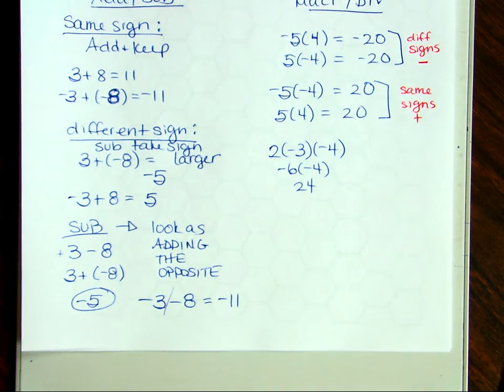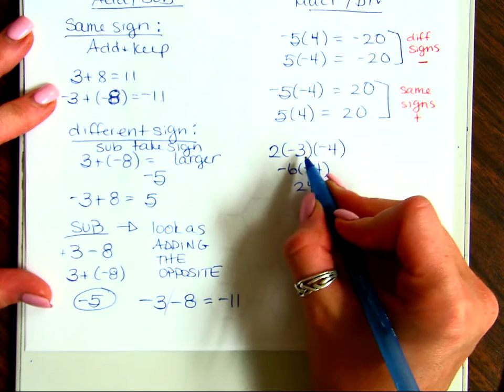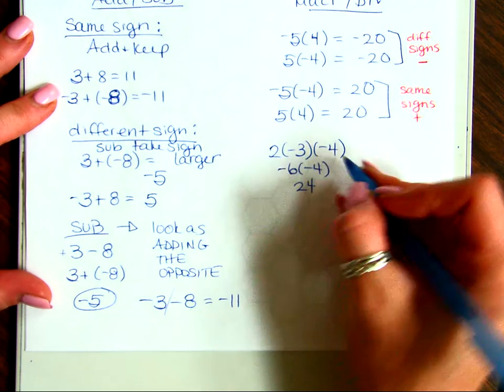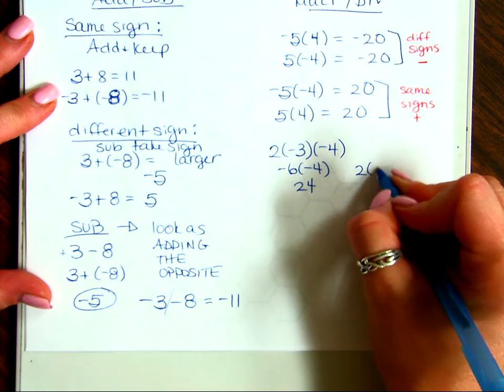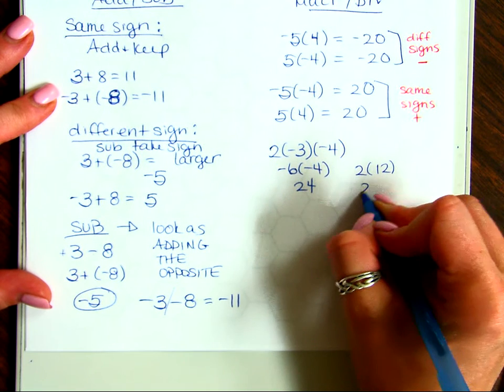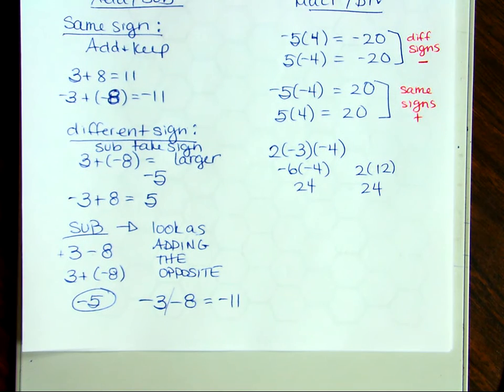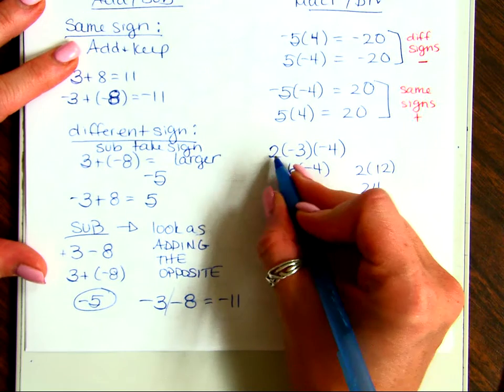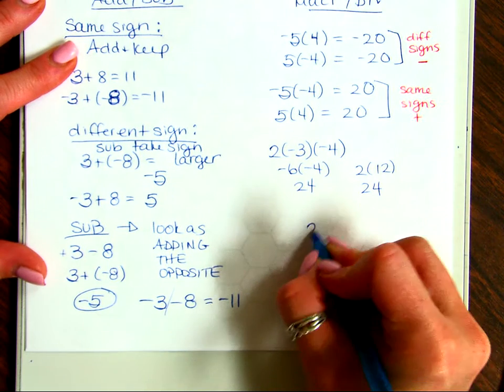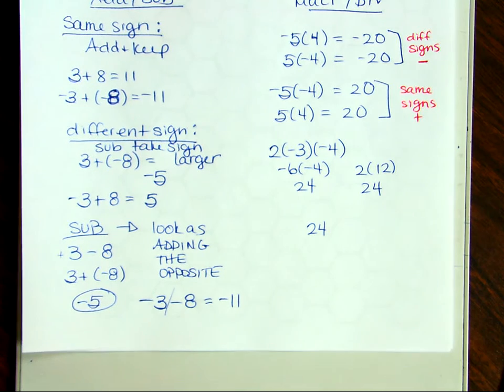Some people like to pair their negatives up. I would like to do my negative 3 times negative 4 and get a positive 12 first, and now I don't have to deal with the negative. Some people totally ignore the negatives altogether. Meaning, I'm going to multiply and get the numerical answer, and then I'm going to go back and see what the sign would be. So 2 times 3 is 6. 6 times 4 is 24. They're going to put a 24, and then they're going to go back and say, how many negatives do I have?